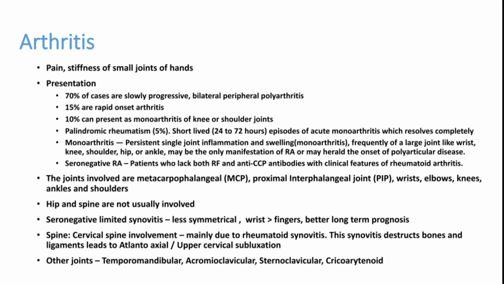Other joints like the temporomandibular joint, this is one classical area where the patient can have pain and difficulty in moving the temporomandibular joint, headache, cervical pain, all these things can be there. Then acromioclavicular, sternoclavicular, cricoarytenoid joints, all can be involved in rheumatoid arthritis, but classically it is the small joints of the hand, symmetrical polyarthritis, deforming arthritis.